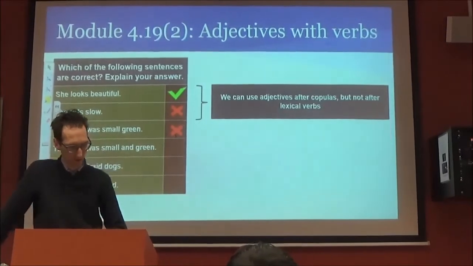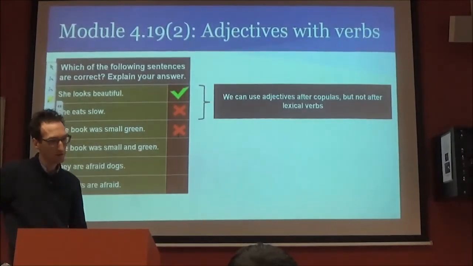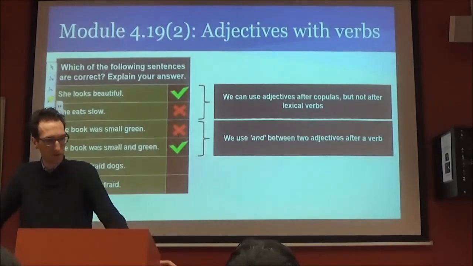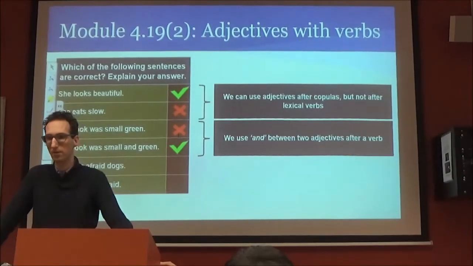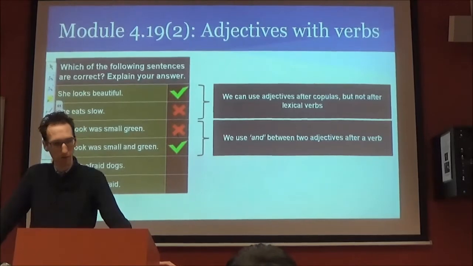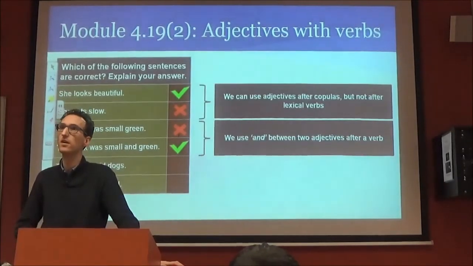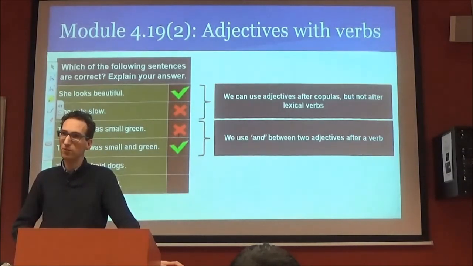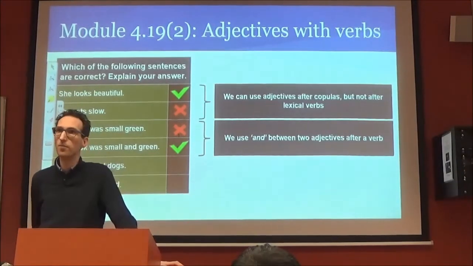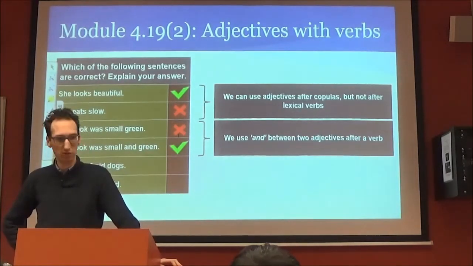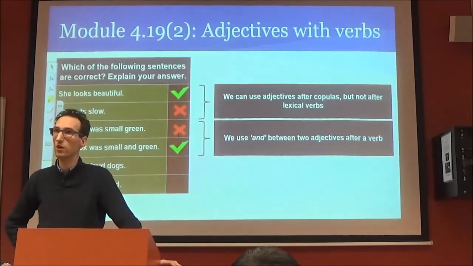The book was small green is, of course, wrong. The book was small and green is correct. Why? These do describe different qualities, right? Small is different from green, so you'd expect there to be no and between small and green. So if you'd say a small green book, that would be correct. You wouldn't say a small and green book.